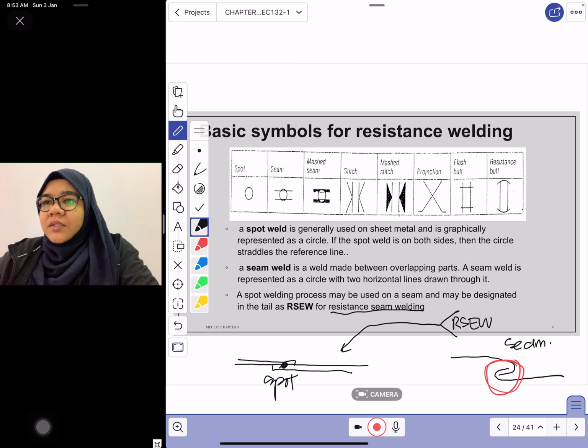Ada stitch, mesh stitch, projection and so on, ni jarang lah kita gunakan. Yang selalu guna spot ataupun seam.